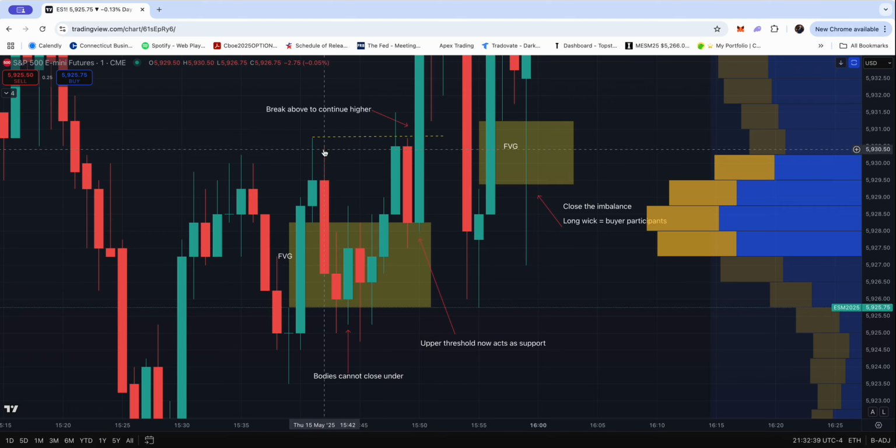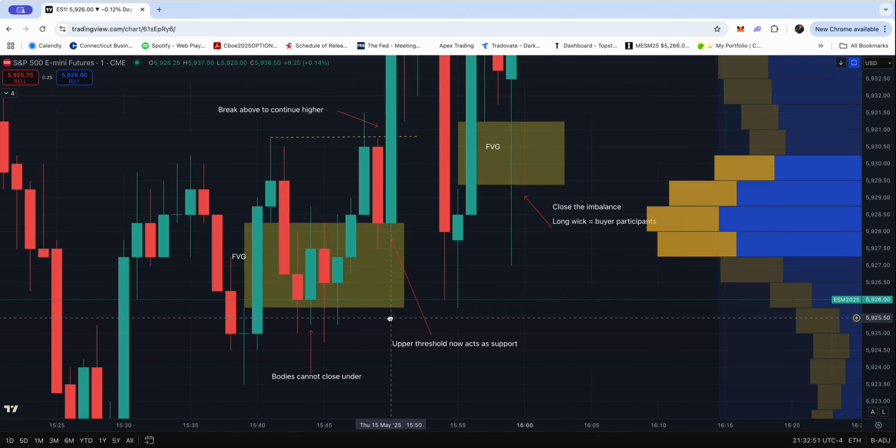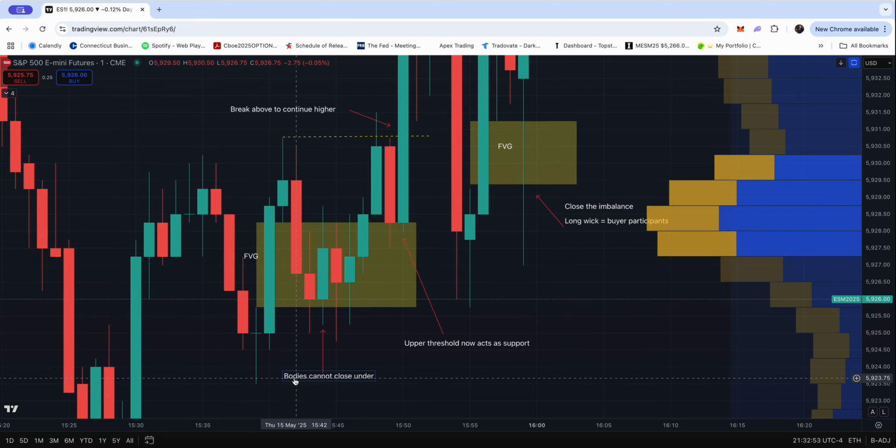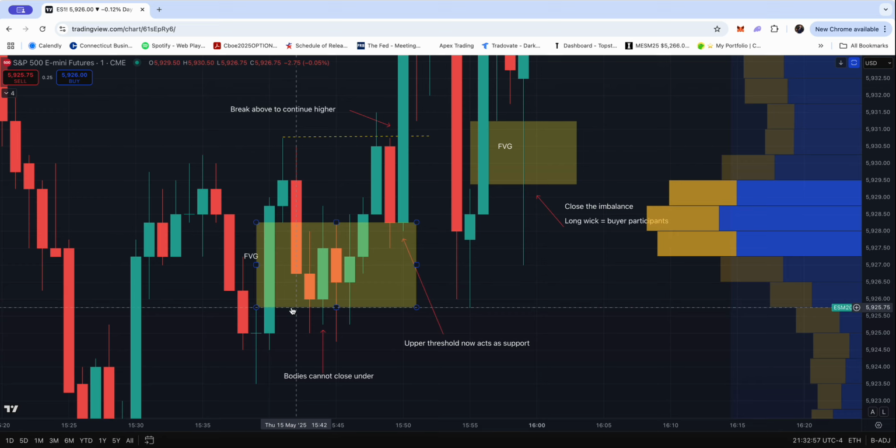So sellers stepped in almost immediately and then started pushing back down. Now you can see that we've re-entered the FVG almost immediately. It was about 2 minutes between. The thing that we're identifying in this first example is that the bodies are not closing below the bottom of this yellow zone, which is the bottom of our fair value gap. No candle bodies are closing below it. They're wicking below it, but then bodies are being pushed straight back up into it.